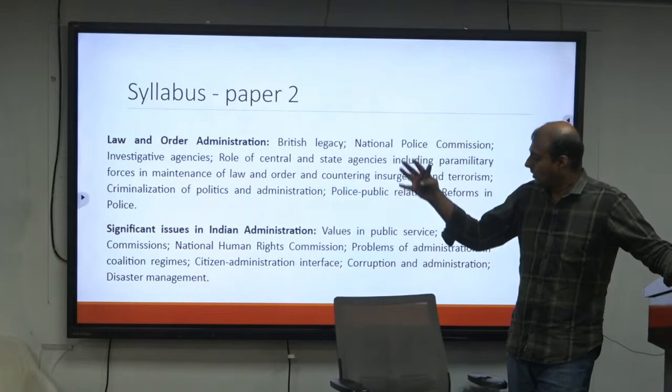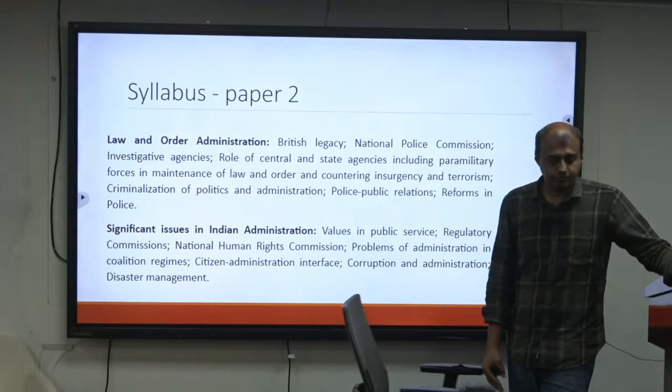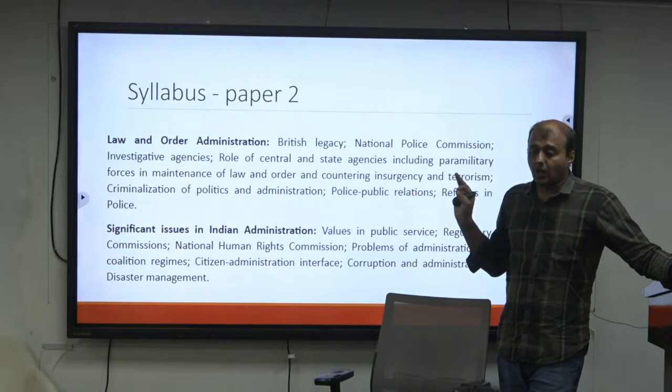In addition to this, one topic overlaps with your GS3. Remember in GS3 you study in detail a topic called disaster management. There in GS3 you will study why a disaster happens, why landslides and cyclones happen, the geographical reasons also. We will not study geographical reasons here. How to handle a disaster, that we will study, the administration part.